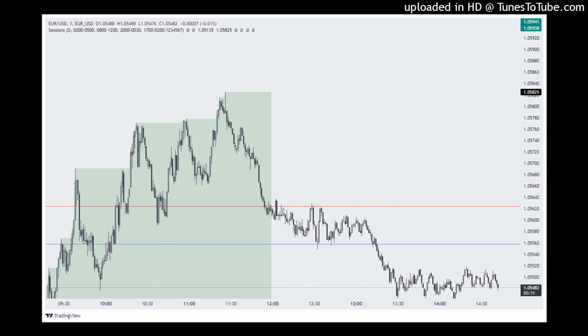Because Euro US dollar was already way nicer, way higher probability. Did you notice how easy it was to get to a story on Euro US dollar? Here it was like, we can do this, we can do that, don't really like it.